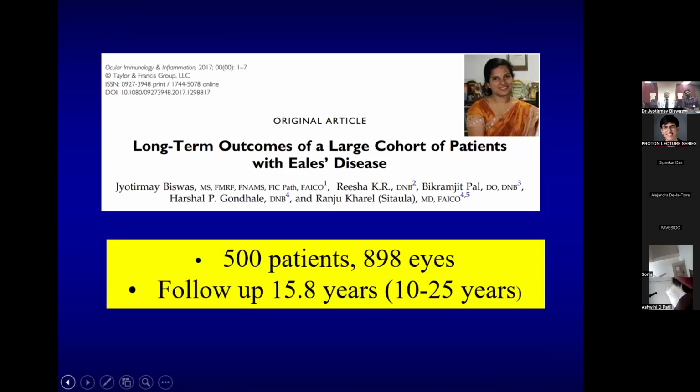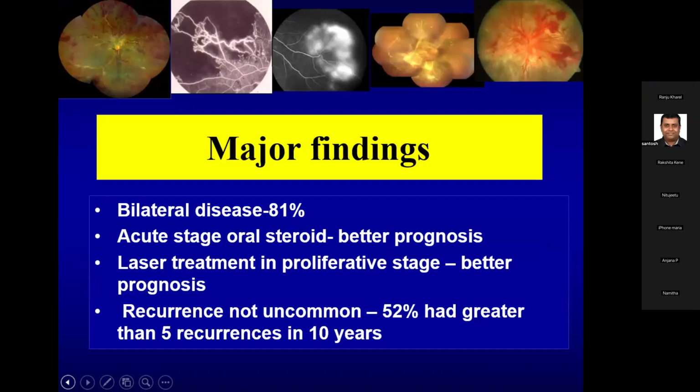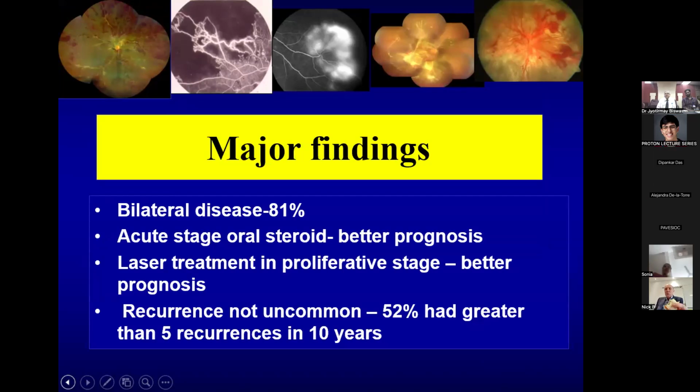Long-term outcome of a large cohort of patients with Eales disease: we studied 500 patients, 898 eyes, with a follow-up of 15.8 years, ranging from 10 to 25 years. And we found bilaterality is ultimately seen in 81% of cases. In the acute stage, oral steroid gives quite a good prognosis. We don't need to resort to immunosuppressive agents. Laser treatment in the proliferative stage also gives a good prognosis. Recurrence is not uncommon. 52% of patients had more than 5 recurrences, mostly in the form of neovascularization, in a 10-year period.